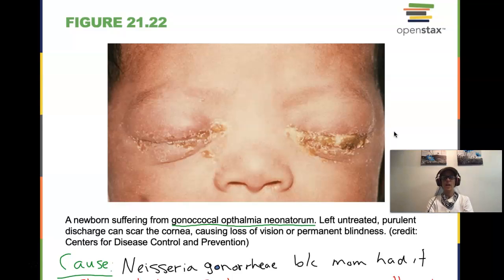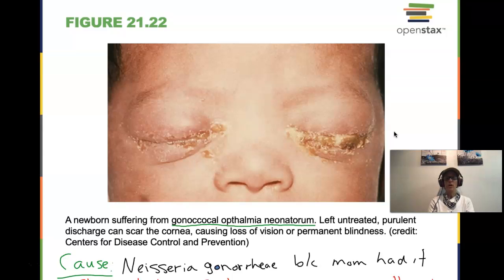This newborn has Gonococcal Ophthalmia Neonatorum. It was acquired by passage through the birth canal of a person who had gonorrhea. And so the mother with the disease may or may not have had any signs or symptoms. In persons with vaginas and uteruses, they may not have symptoms, so may not know they are infected.